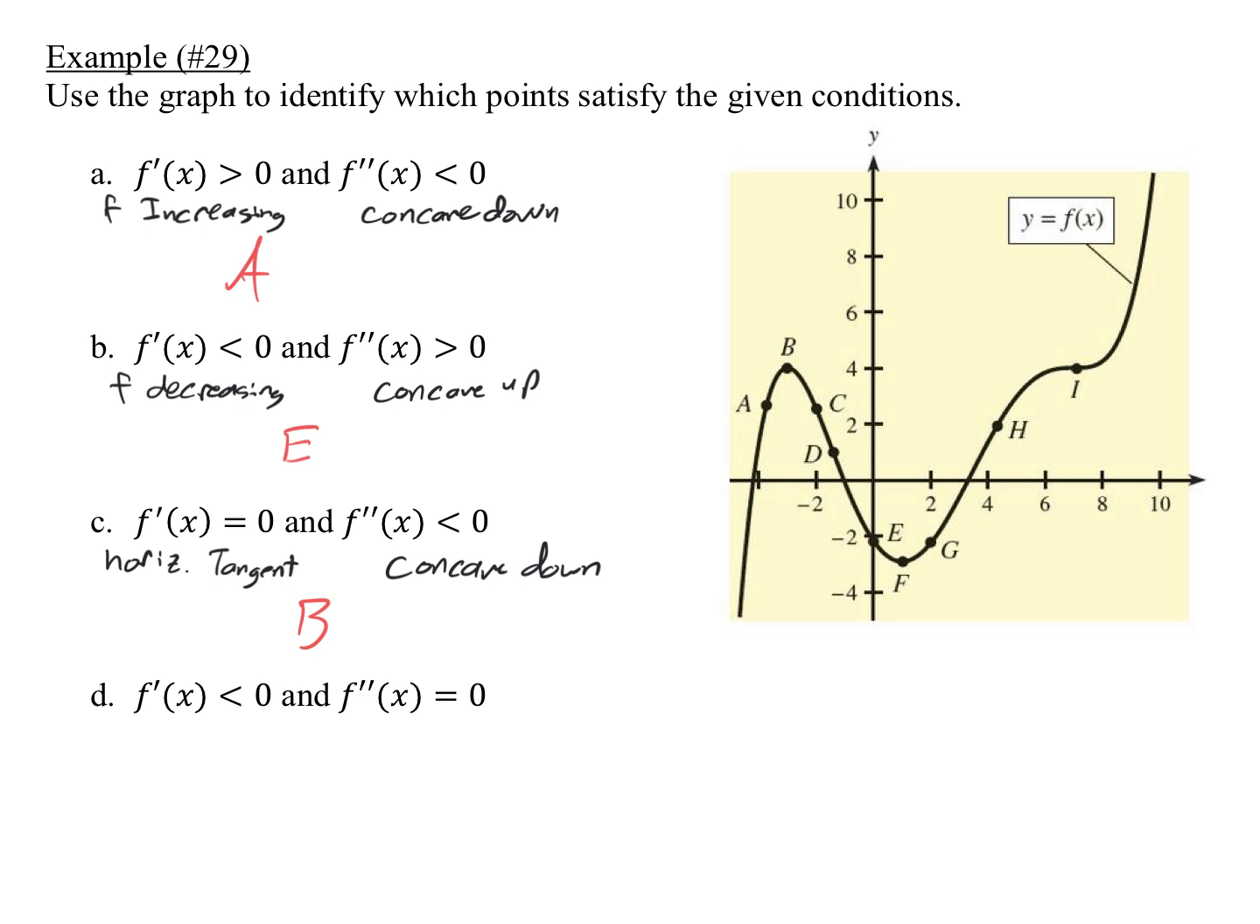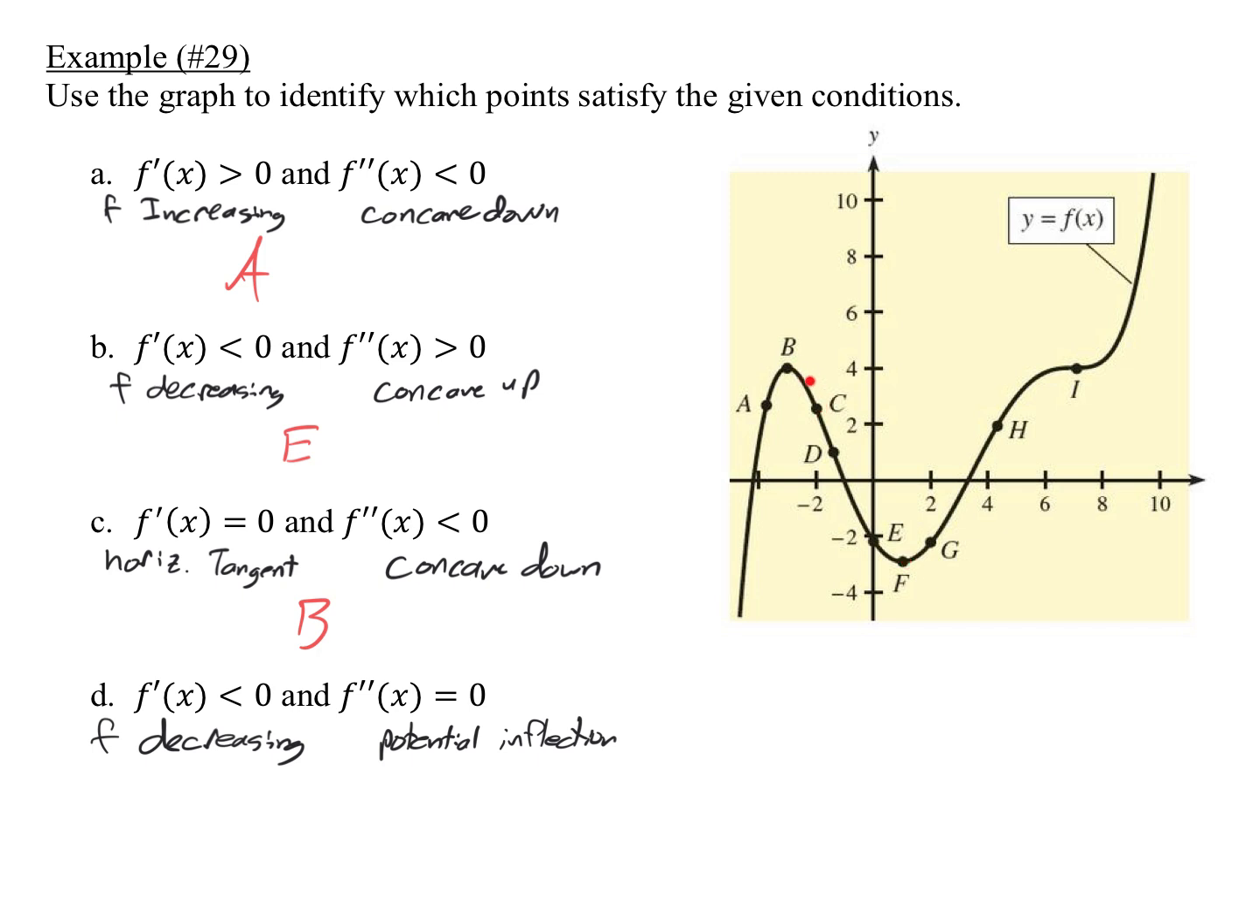Last part here, what if your first derivative was less than 0? So that means the function is decreasing. And your second derivative equals 0. So the second derivative being equal to 0 means that this is a potential inflection. Based on a graph, the implication is it's probably a point of inflection. So can we find a place where the function is decreasing? It decreases from B all the way down to F. That also looks like an inflection point.